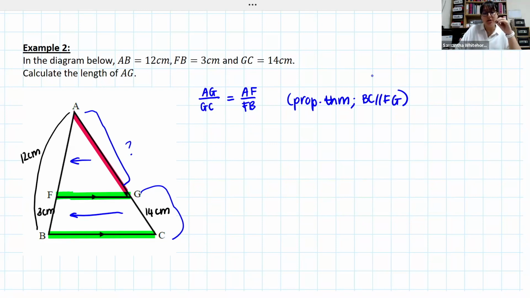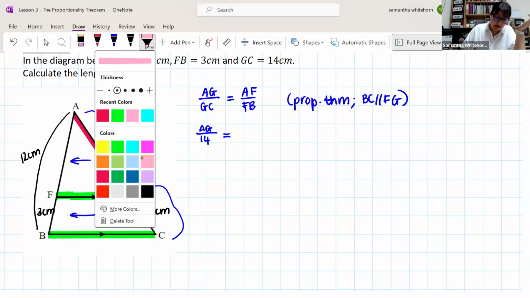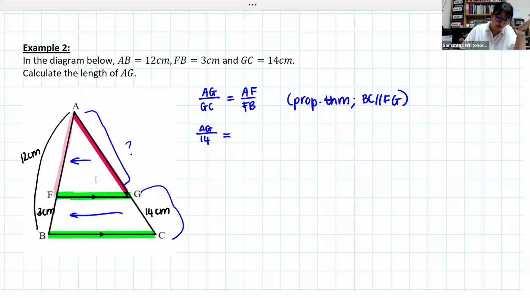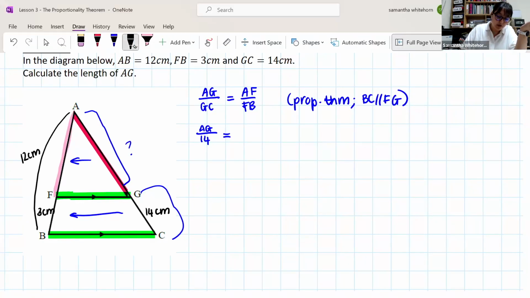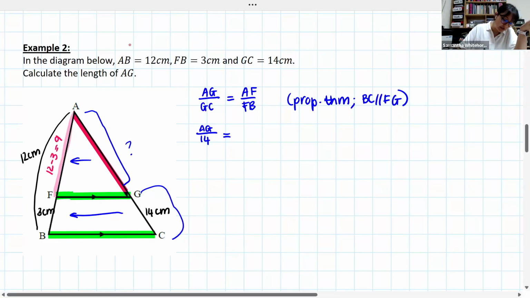Now that I've set up my ratio, I start filling in the information that I know. AG, obviously, I don't know. That's what I'm trying to find. So AG over GC, which was 14 centimeters, equals AF over FB. AF, we don't have to panic. I don't actually know the length of AF, but because I know the whole length AB, and I know FB is 3, to get AF I just subtract. So AF is equal to 12 minus 3, which is 9 centimeters.